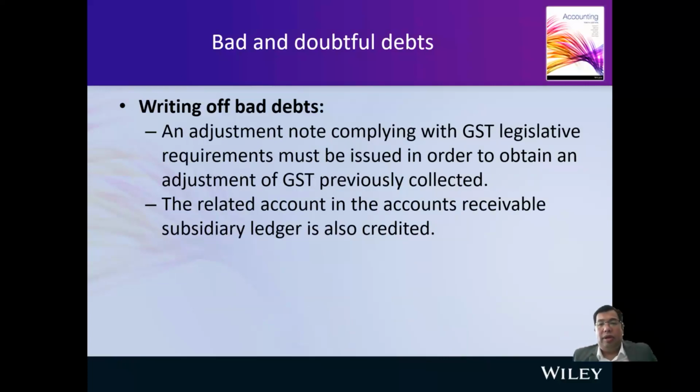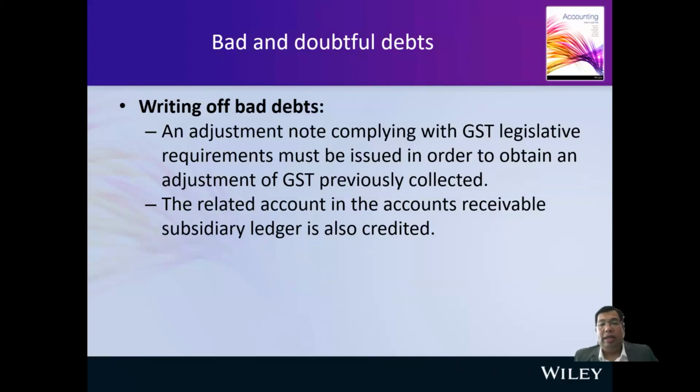An adjustment note, complying with GST legislation requirements, must be issued. If the country applies GST, you have to come up with a document noting that you're not able to collect the money, because it relates to the government tax policy. Of the money received from the sale, a certain portion should be paid as GST. So when we are not able to collect the money, we need to inform the government. But in our context, we're not applying that in our examples.